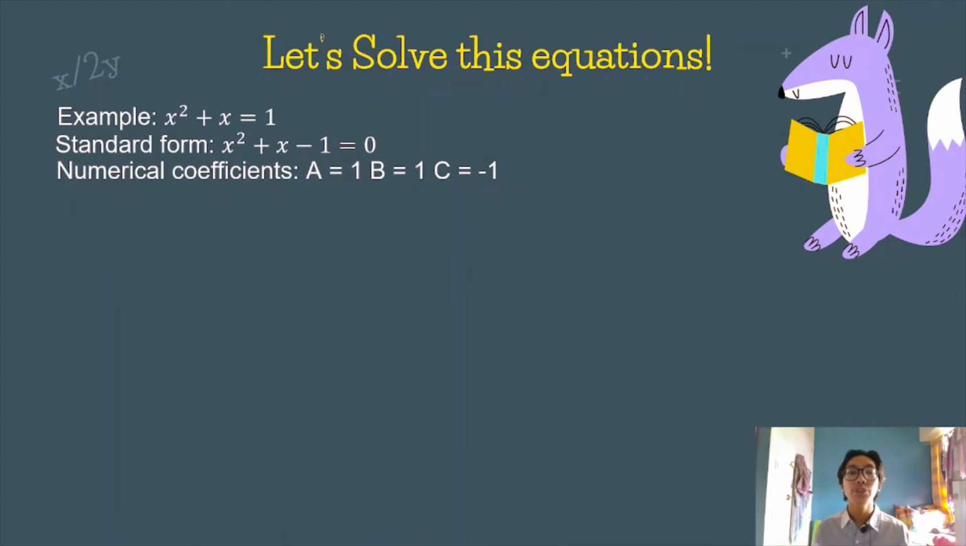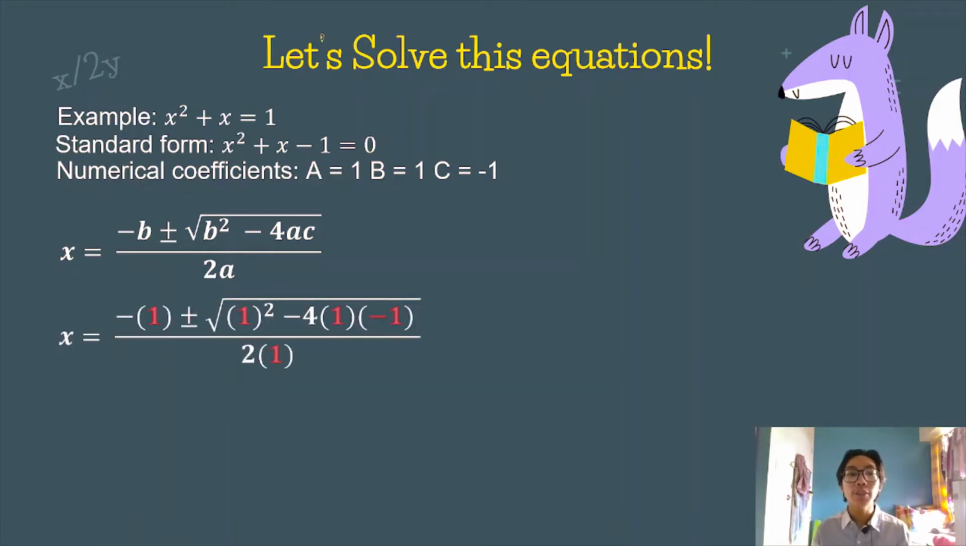Now, here we have our first example. Our example, of course, in standard form is x squared plus x minus 1 is equal to 0. Then identify the values of a, b, and c, which are a is equal to 1, b is equal to 1, and c is equal to negative 1. Then just substitute them into our quadratic formula. Don't forget to always put the parentheses, okay? Then after we plug them in, we simplify the expression.